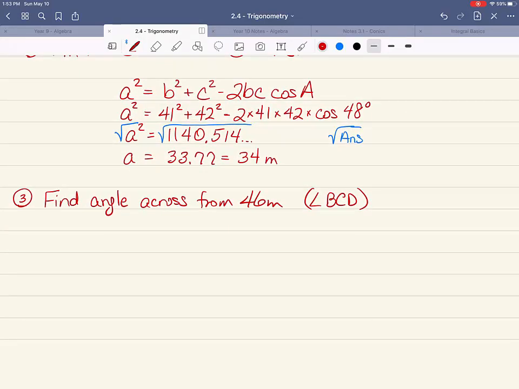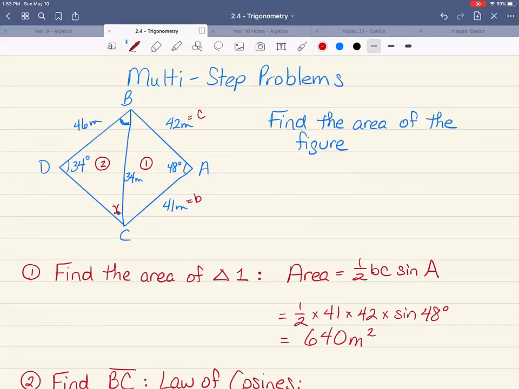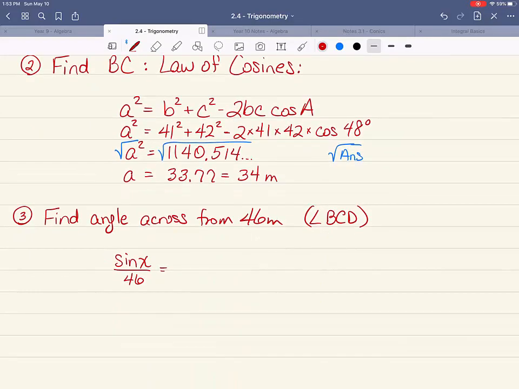I need to do the law of sines now. So it's going to be the sine of X, and it's across from the 46. And I'm going to now use the two that I know. They're both 34, so that makes it a little bit easier to write down. Sine of 34 degrees across from the 34 meters. Remember that you always put the angle or the side on top, whichever one you are solving for. Since I'm solving for the angle, the sine goes on top.